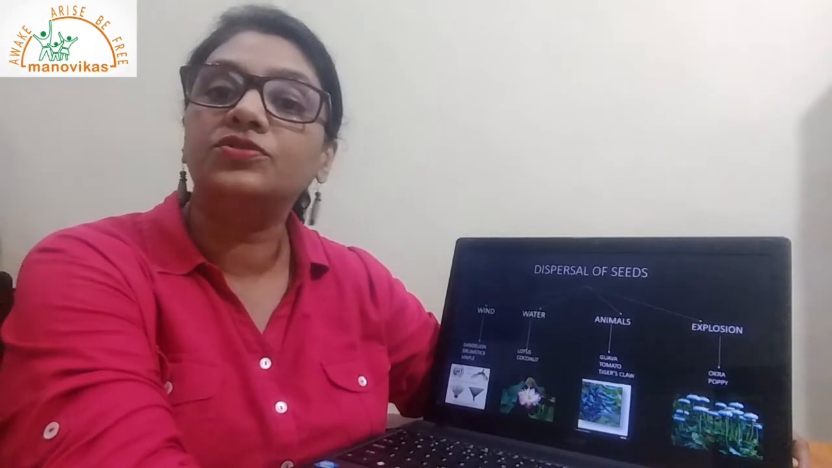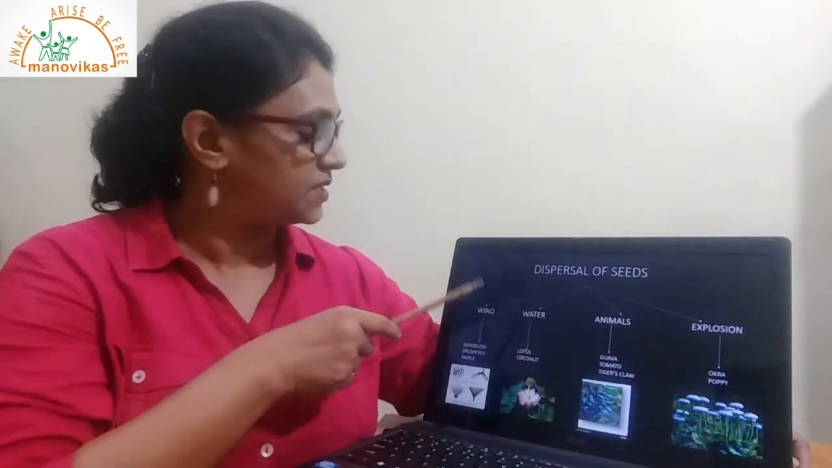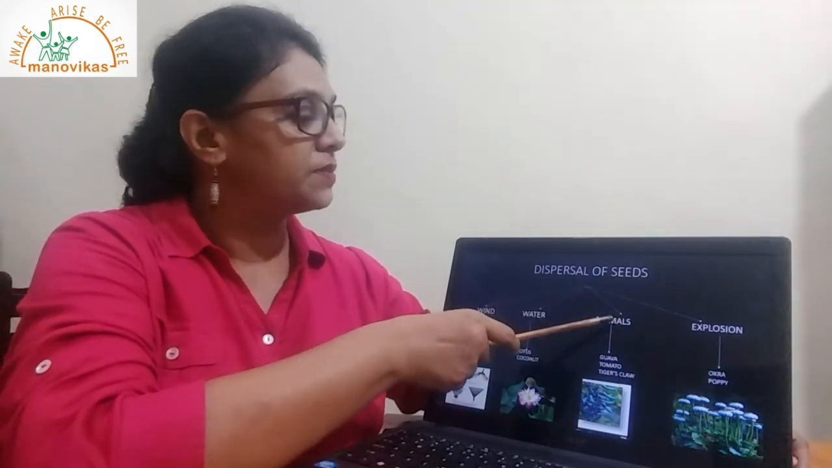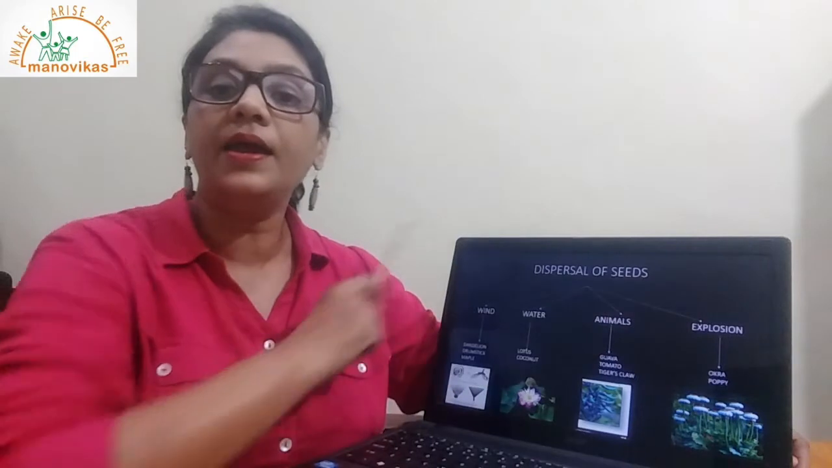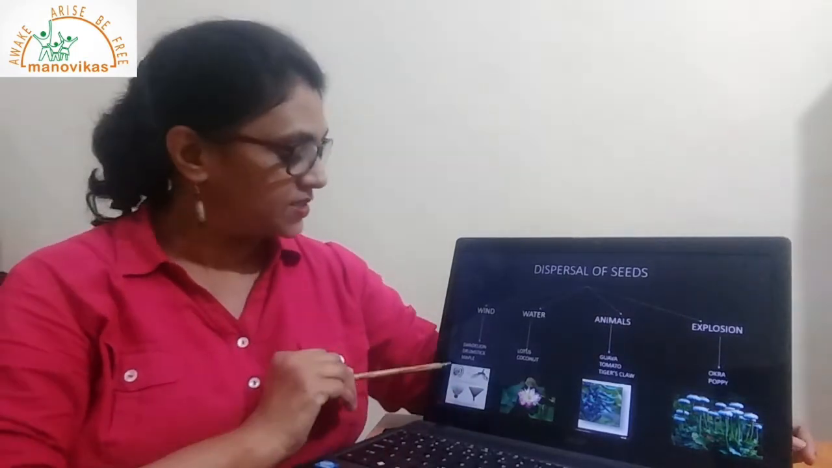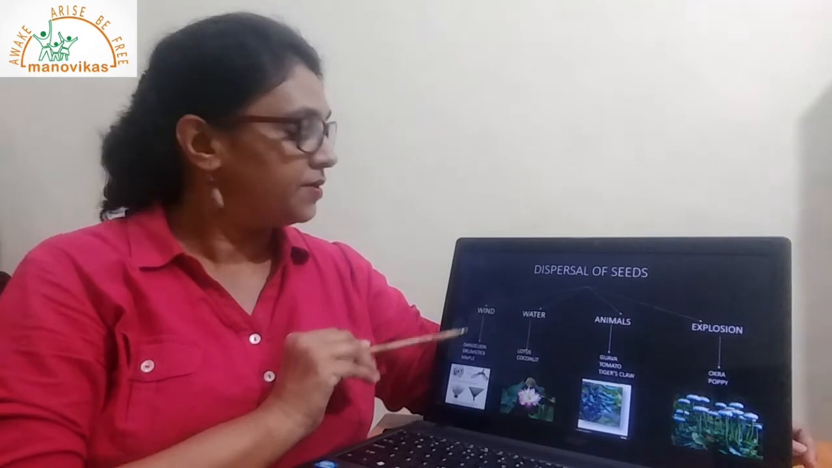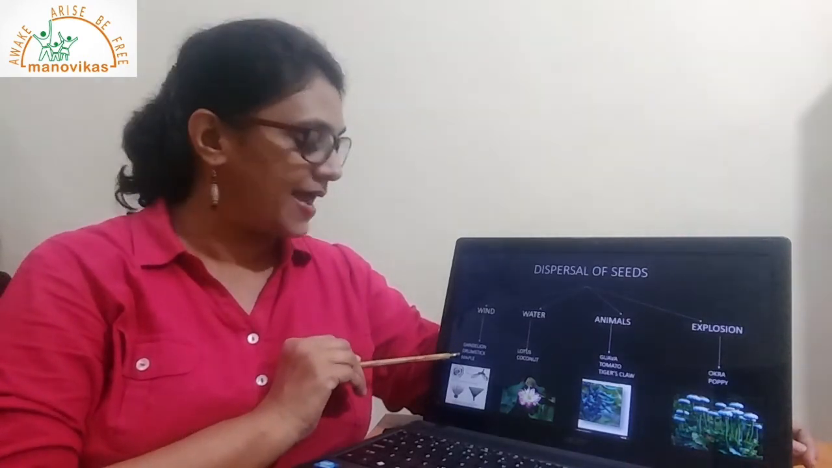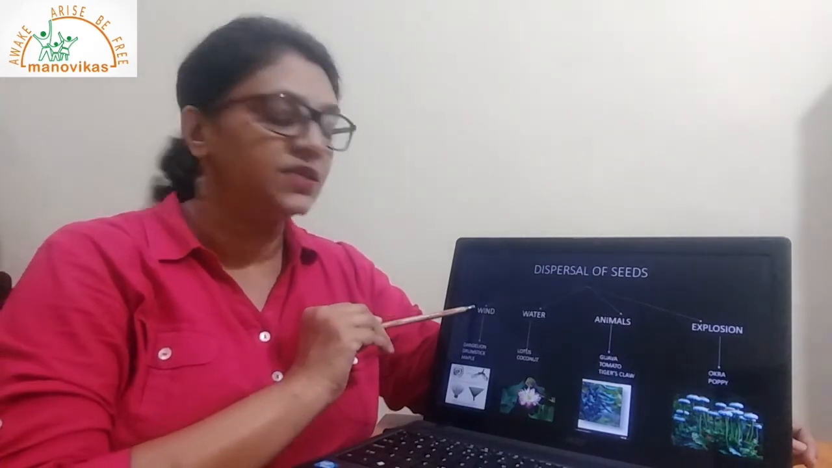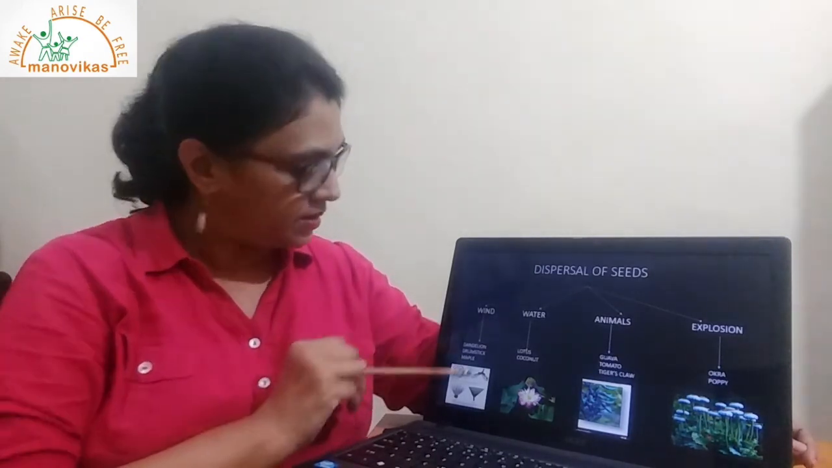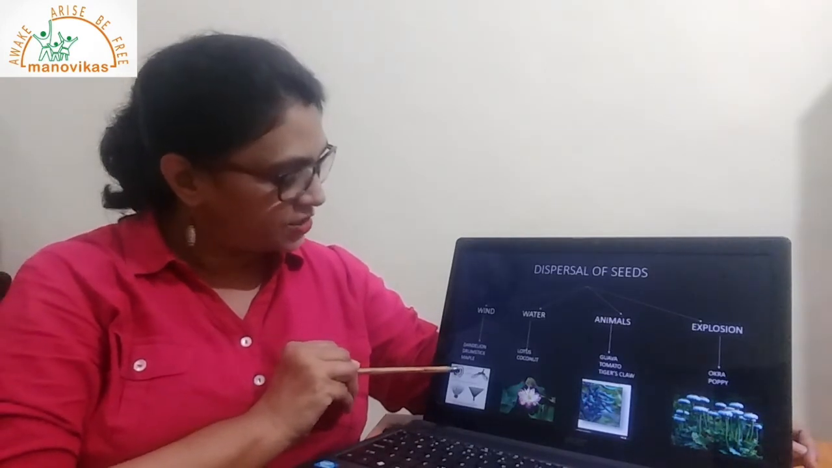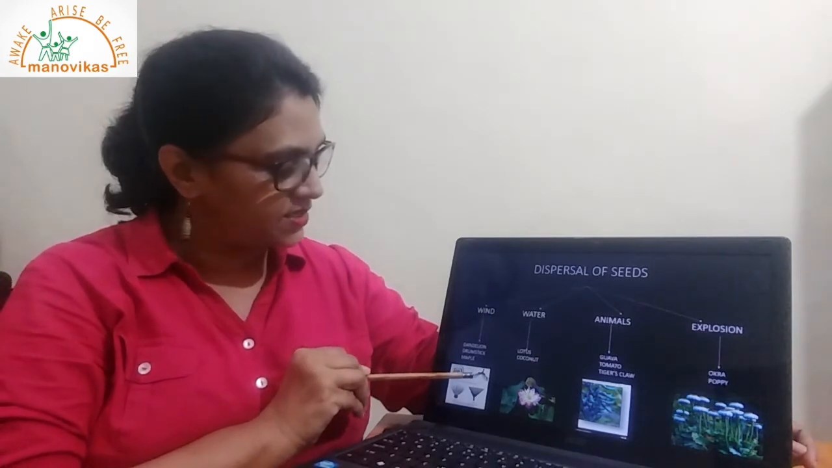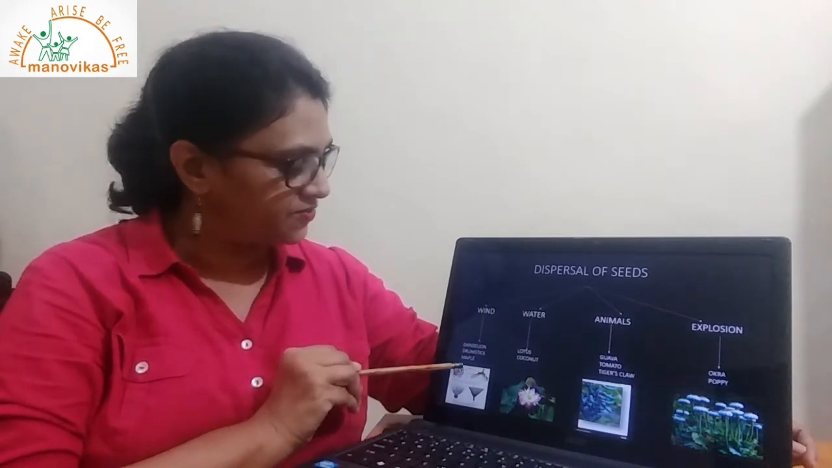Next, we have also studied dispersal of seeds by wind, dispersal by water, dispersal by animals and dispersal by explosion. Examples are dandelion. The seeds of dandelion, drumsticks and maple are dispersed by wind. You can see the picture here. Take a look at this picture. These are the seeds of drumsticks. These are the seeds of maple. Can you see this wing-like structure?